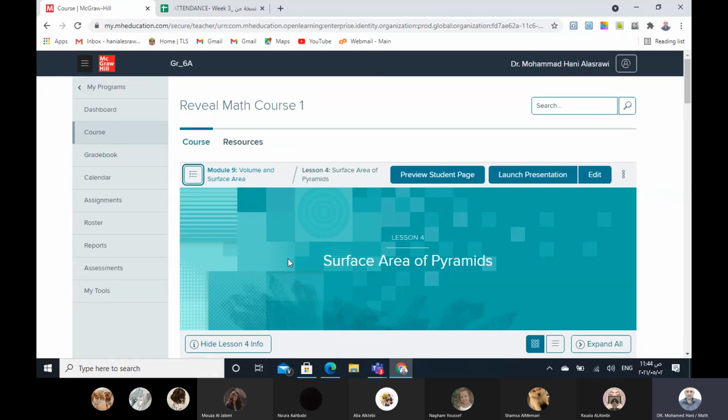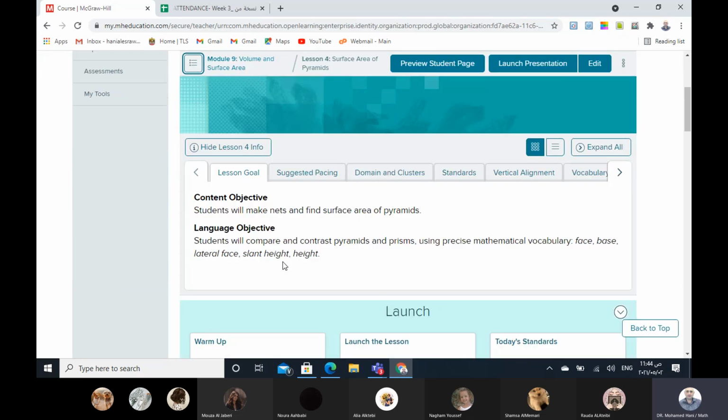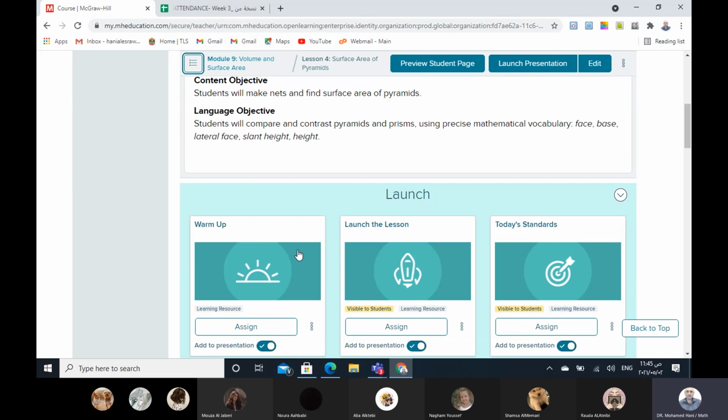Math grade 6. We are in module 9, volume and surface area. Today we have lesson 4, surface area of pyramids. In this lesson we want to learn how to make nets and find surface area of pyramids.